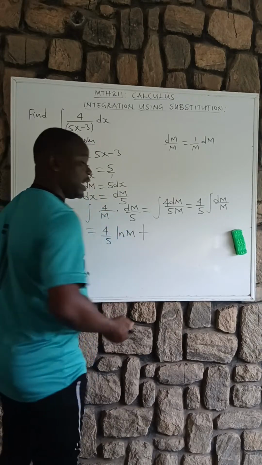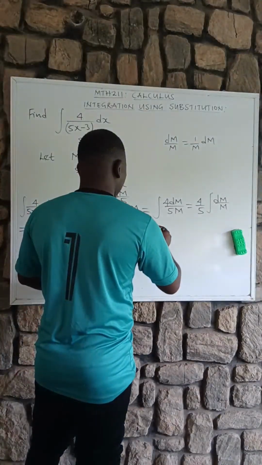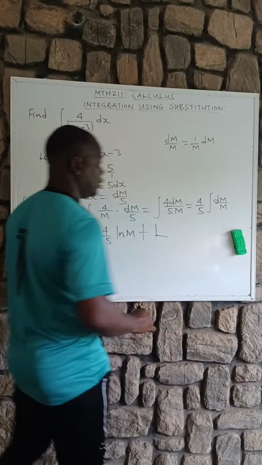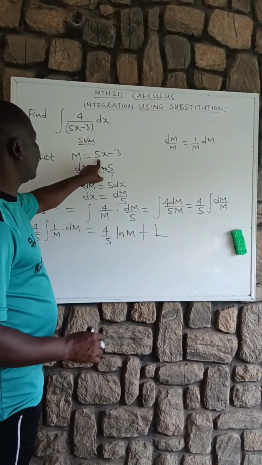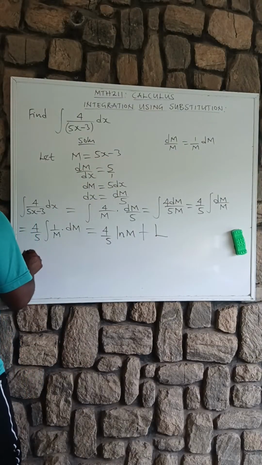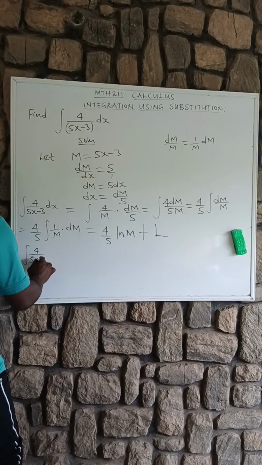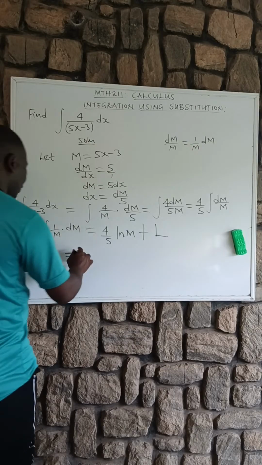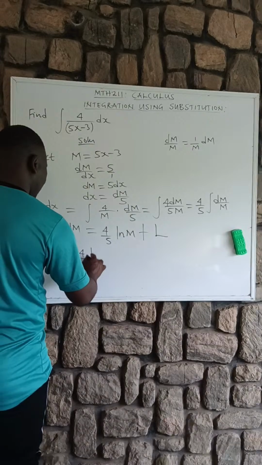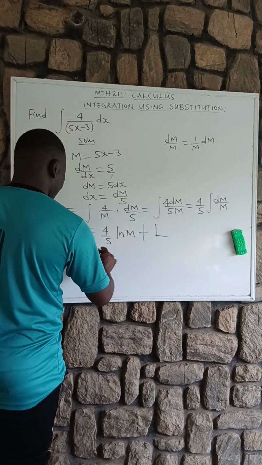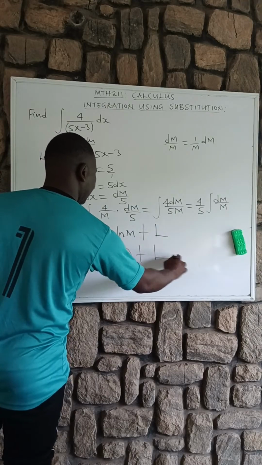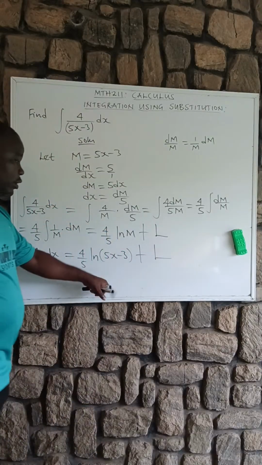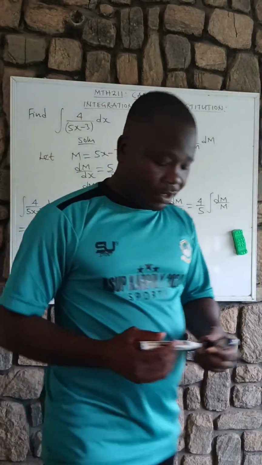m plus any constant. I told you it could be what? L, capital letter L, plus any constant. But note that your m is what? 5x minus 3. So therefore, our integral 4 all over 5x minus 3 dx is equal to 4 all over 5 ln of m, which is open bracket 5x minus 3, plus the constant L. It could be any alphabet. I mentioned it. So this is the final answer. Do you have any question?